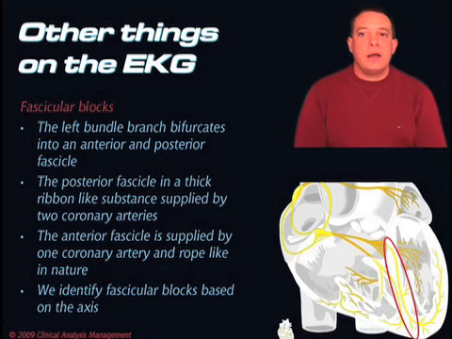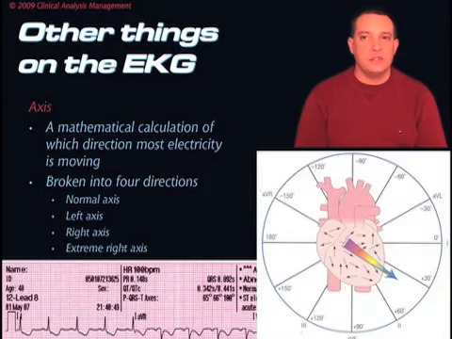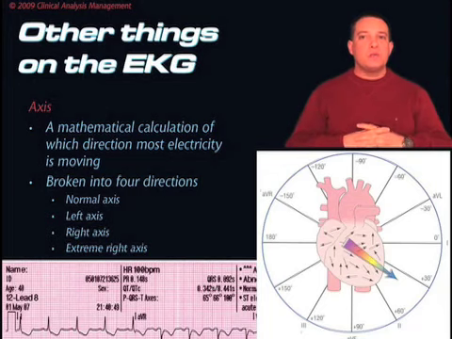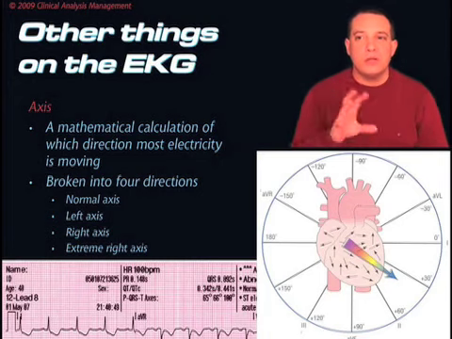Okay. Now, the way that we identify a fascicular block is with something called the axis. So let's talk about axis for just a few minutes. The axis is actually something that people tend to make much more complicated than it really is. Axis is just a mathematical calculation of which direction most of the electricity is moving in the heart. And when we break down the axis, we break it down into one of 4 segments. Now, when you look at this diagram right below me, the one that shows the heart and the circle around it, this shows the electrical directions that the heart can take.